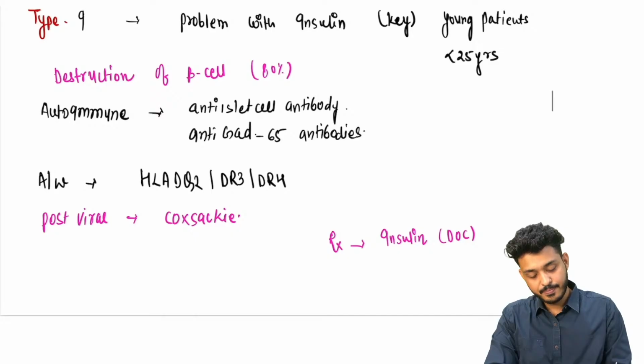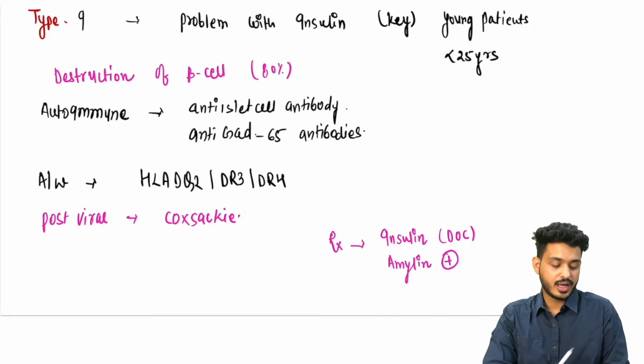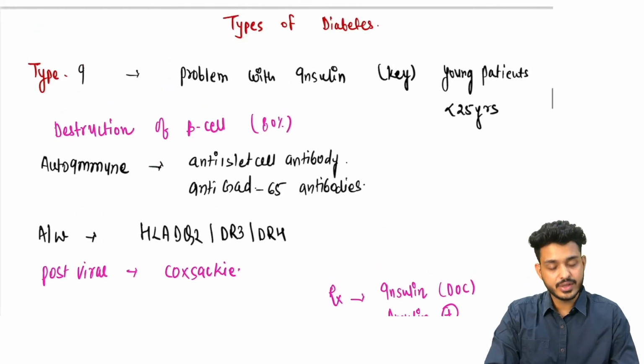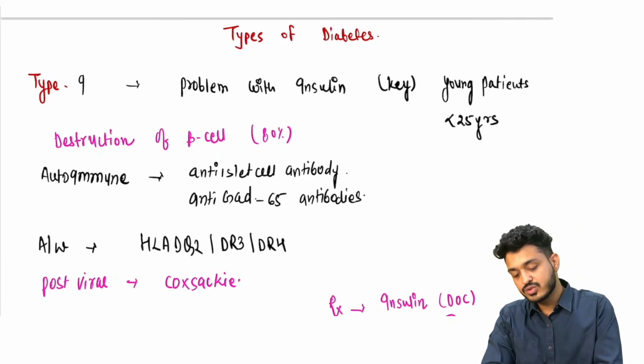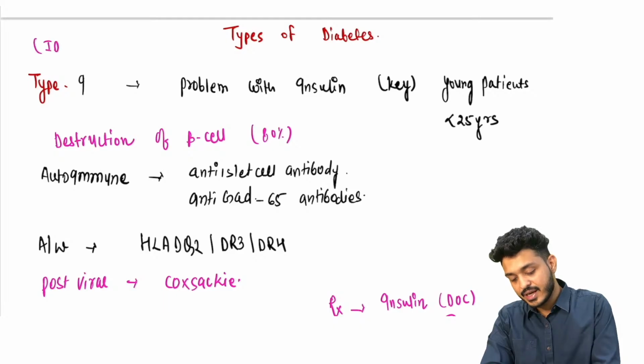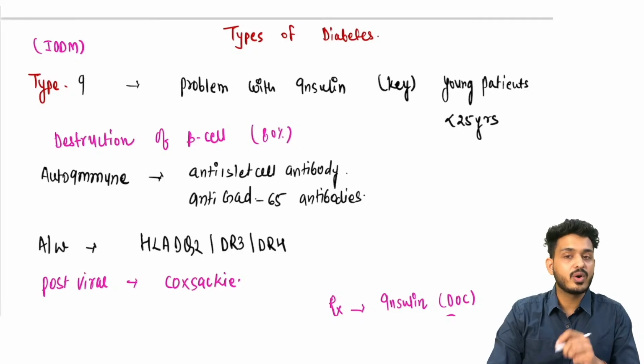You can also use one more drug here, amylin analogs. You can also use amylin agonist, right? These are the only two drugs which are going to be useful in the cases of type 1 diabetes. One more thing you can remember, it is also known as insulin dependent diabetes mellitus, because it is all about the insulin. It is all about the key.